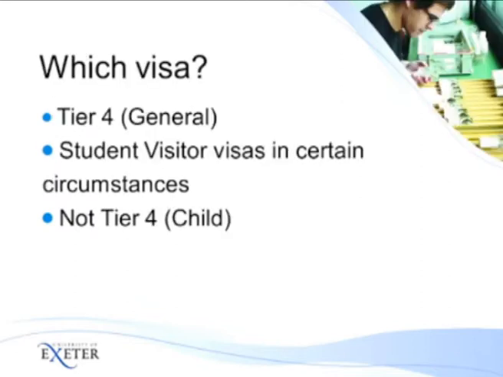Now, which visa should you apply for? Most students will need to apply for a Tier 4 General Student Visa. If you will be studying a one-semester study abroad program, or you are primarily based outside the UK and visit the UK only for short periods of study, the short-term student visitor visa may be more appropriate. You should check out the student visitor page on our website for more information.